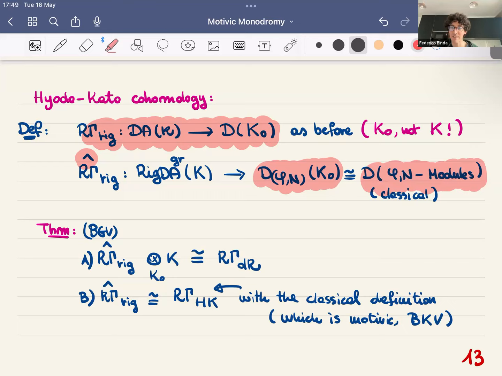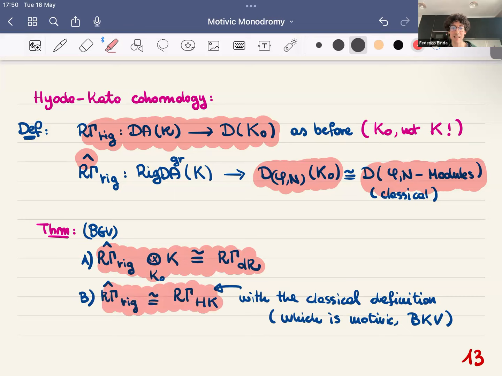So let me sweep this under the rug. Okay, so what do we prove about that? We prove two things. We prove that our extended cohomology has the expected properties. It has a Frobenius, it has a monodromy by design, and it also compares with the de Rham cohomology, after base change to K, which is good. That's something we wanted. And whenever the classical Hyodo-Kato cohomology is defined, our rigid cohomology, standard rigid cohomology, computes it.